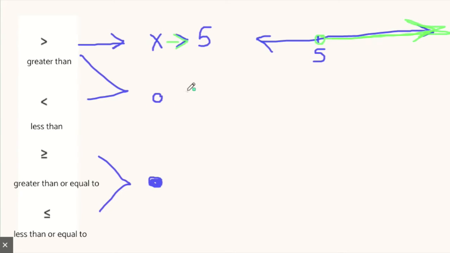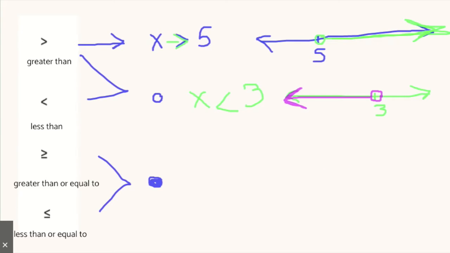Let's do an example for less than. x is less than 3. We just draw the number line. Find 3. Let's say it's here. Because it doesn't have a line under it, it's going to be an open circle. And because it is less than, it's going to go this way.